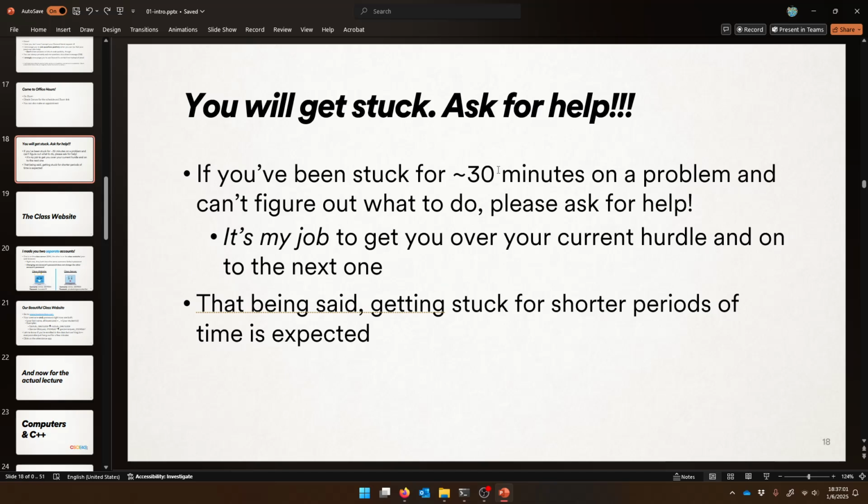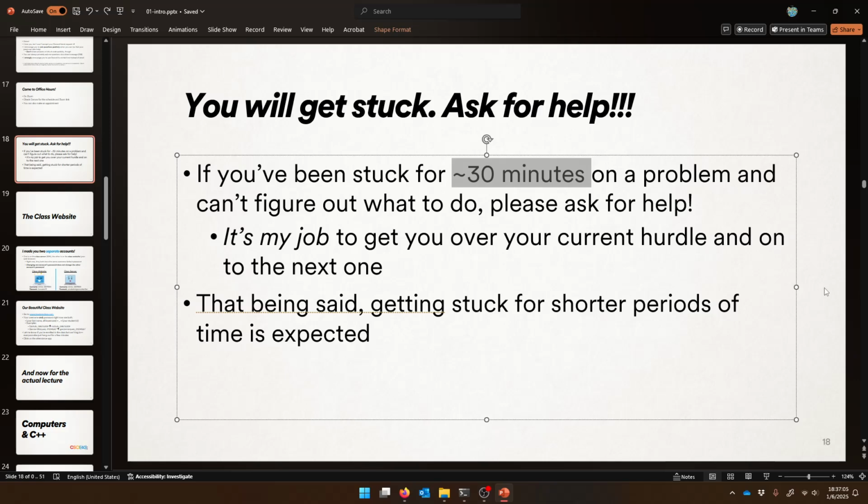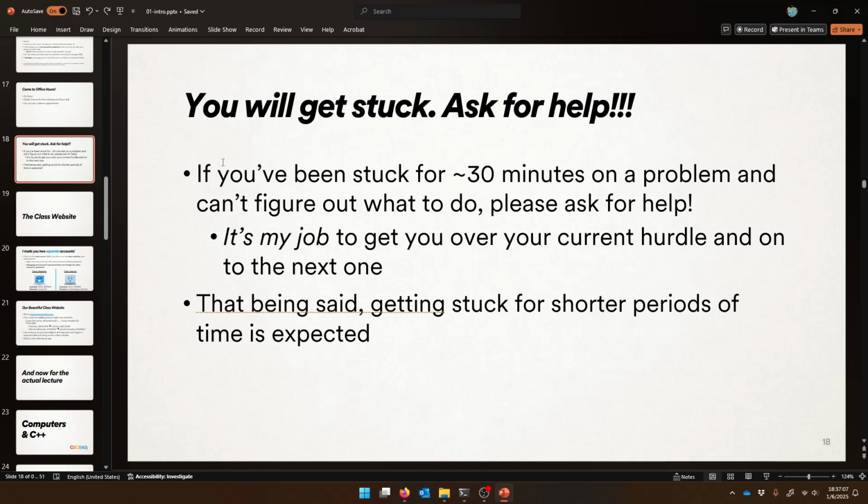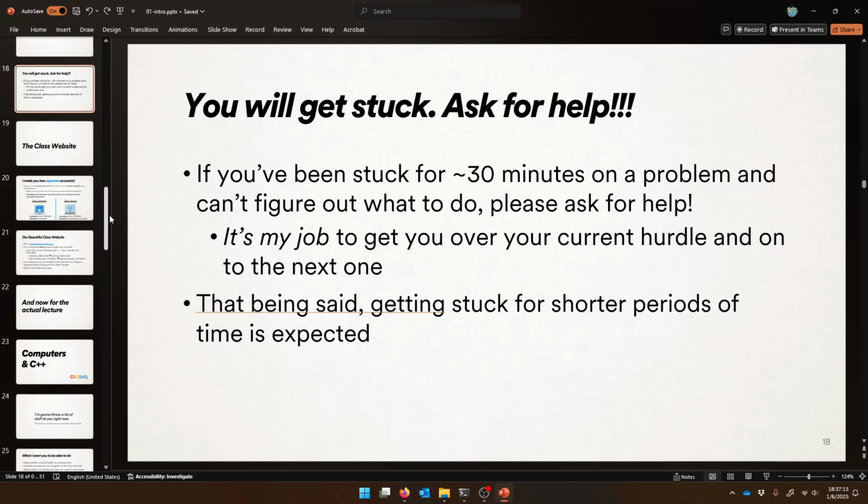That being said, if you get stuck for 29 minutes and then have a flash of genius, that's kind of what I expect to happen. That's how programming works. That's how you get better. You do have to ponder and struggle with something for a little while, and that helps you finally understand it. I think that's most of the logistics.